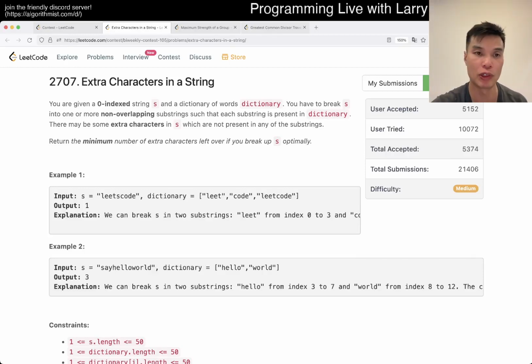This is me going over Q2 of the bi-weekly contest 105, Extra Characters in a String.